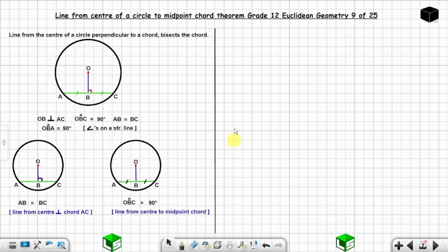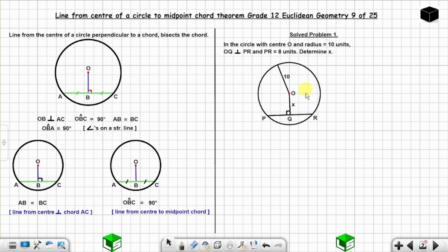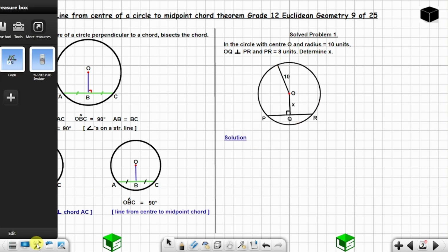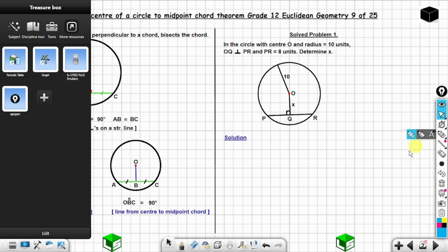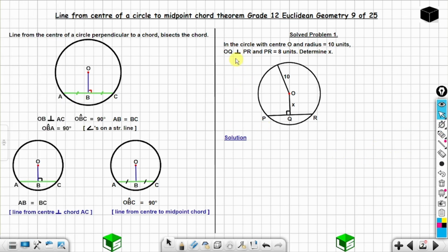Let's move on to problems. Problem number 1. Solution. In the circle with center O and radius equal to 10 units, OQ is perpendicular to PR and PR is equal to 8 units. Determine X. You can construct line OP. Now you have a right triangle.